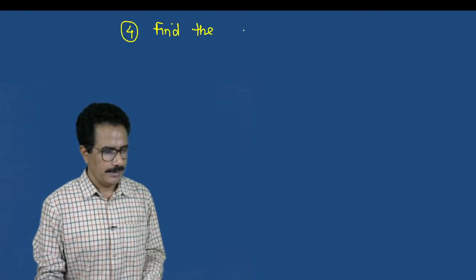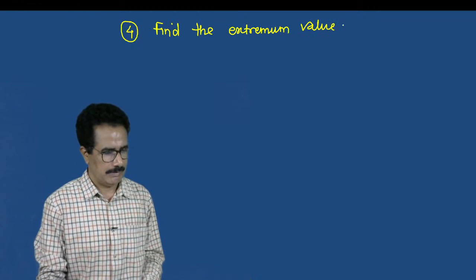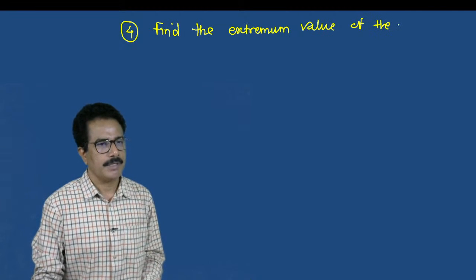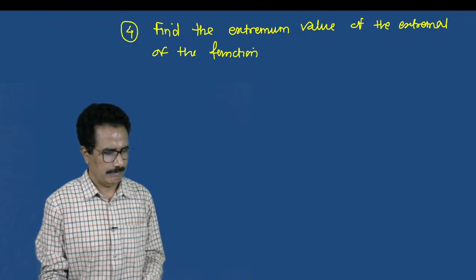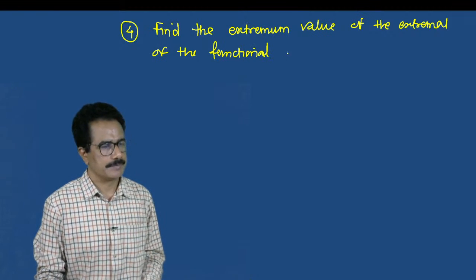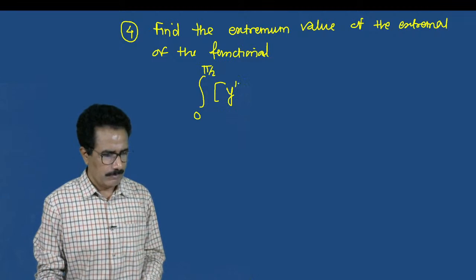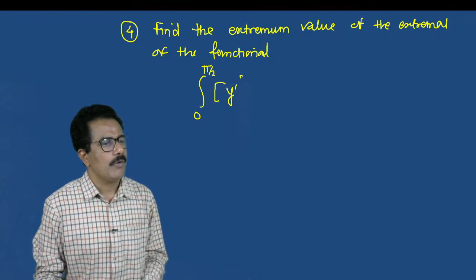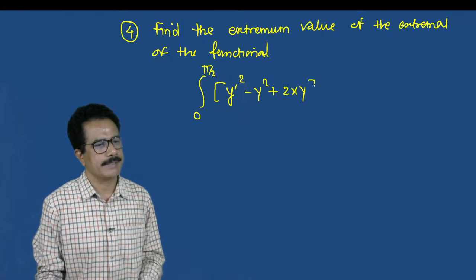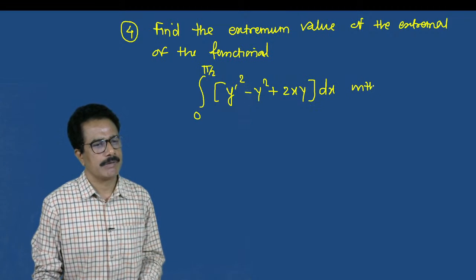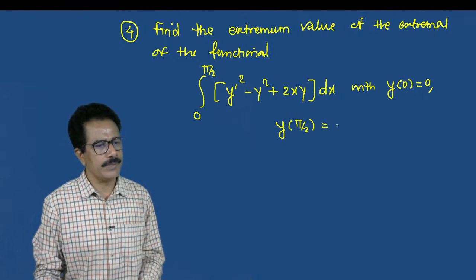Find the extremum value of the extremal of the functional integral from 0 to pi by 2 of y dash square minus y square plus 2xy dx, with y of 0 is equal to 0, y of pi by 2 is equal to 0.